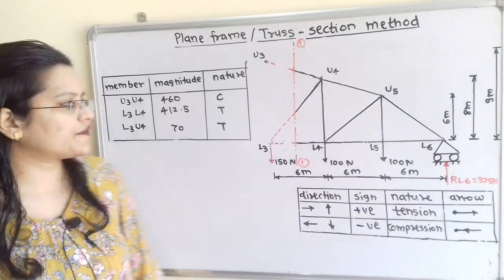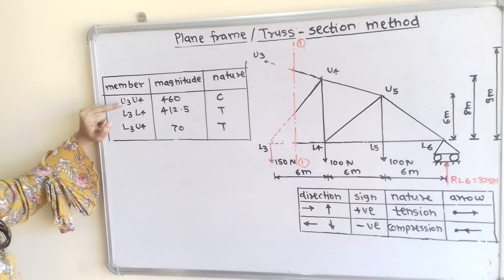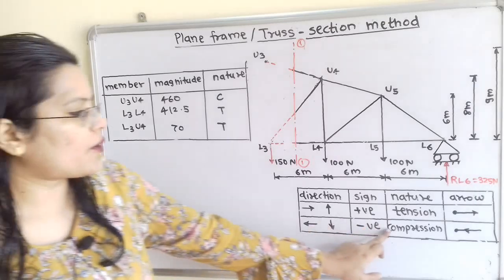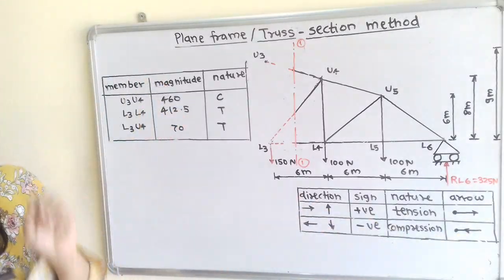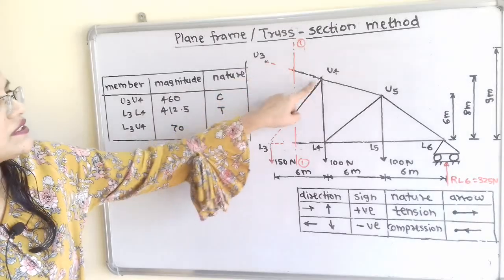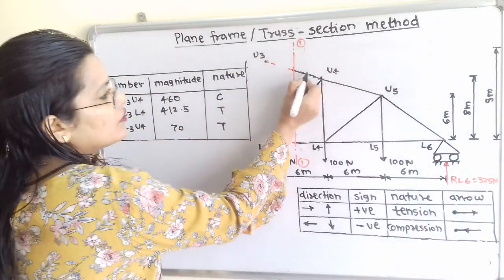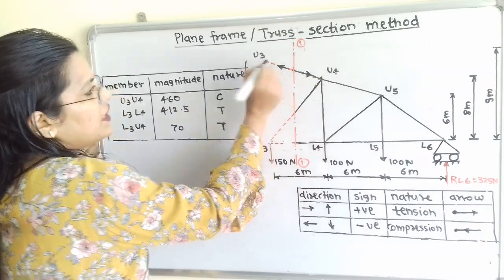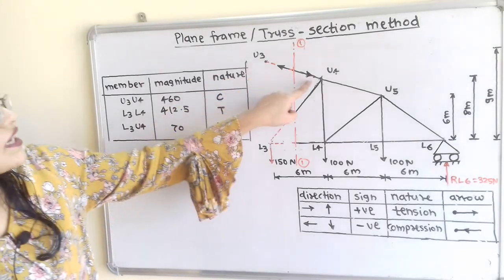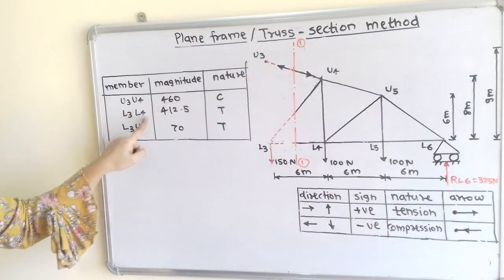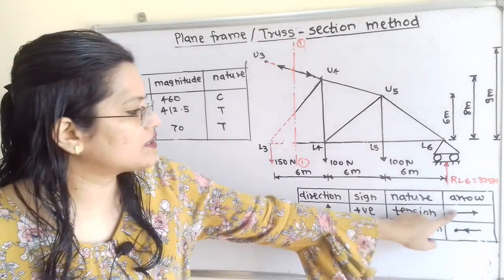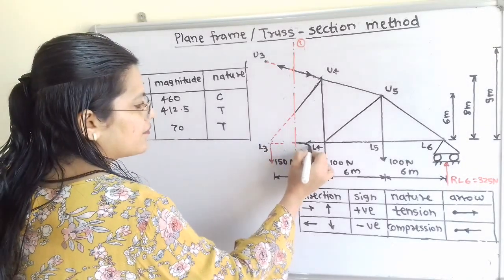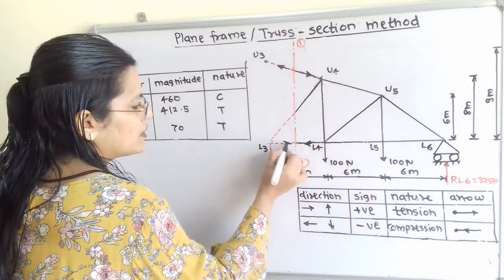For final answer, we will prepare table. So in member U3, U4, magnitude of force 460 Newton, nature is compression. So for compression nature, we have to show arrow towards the joint. So there are two joints, U3 and U4. So we will show arrow which is the direction towards the joint for U3 as well as U4. So these directions are opposite and magnitude is same. L3, L4. Nature is tension. So for tension we have to show arrow away from the joint. So we will show arrow which is away from the joint L4 as well as for L3.